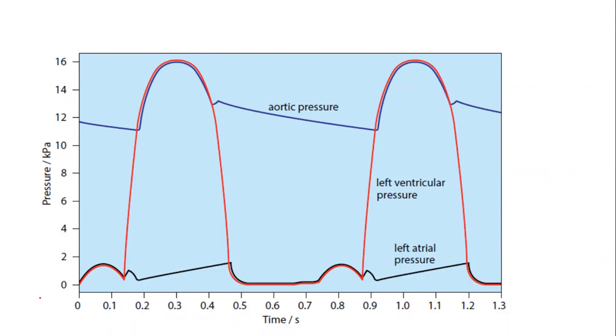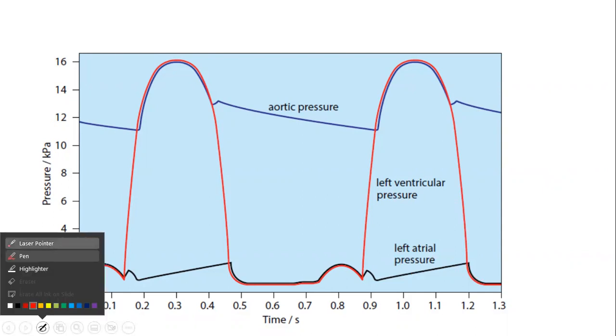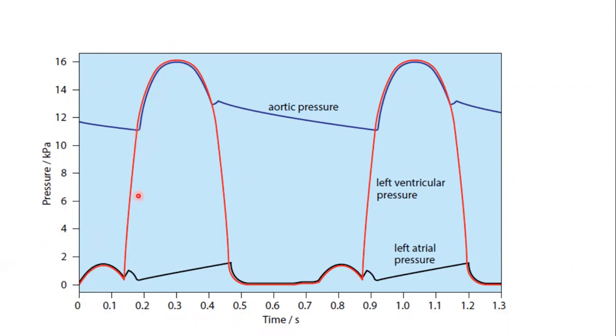Secondly, they can give you a graph and ask you to identify the opening and closing of the valves. At this particular point, this is when your AV valves are going to close and your semilunar valves are going to open. This line on the top is your aortic pressure, this line is the atrium pressure, and this is the ventricular pressure. As you can see, this is during atrial systole, and over here your AV valves are going to be open.